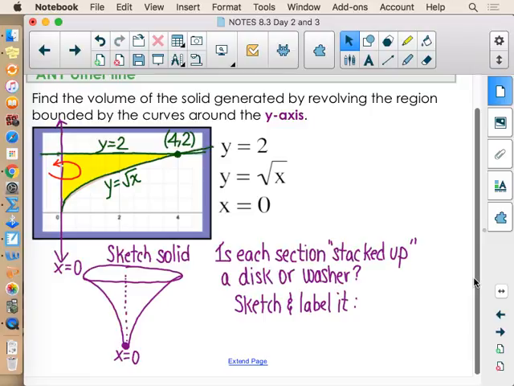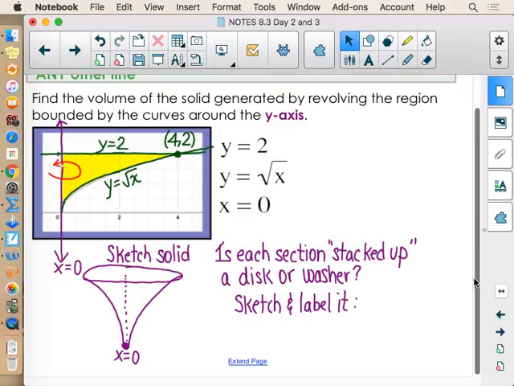Your next question then is: is each section a stacked-up disc, meaning a circle filled in, or a washer, something with a hole in it? And this solid doesn't look like it's got anything missing in that cone. It looks like a solid cone of chocolate, a solid cone of cheese, a solid cone of whatever you'd like it to be, or funnel. It's not really a cone.